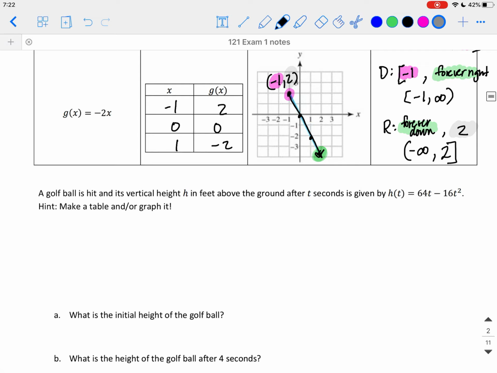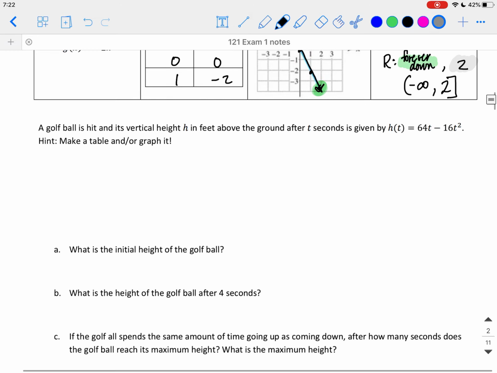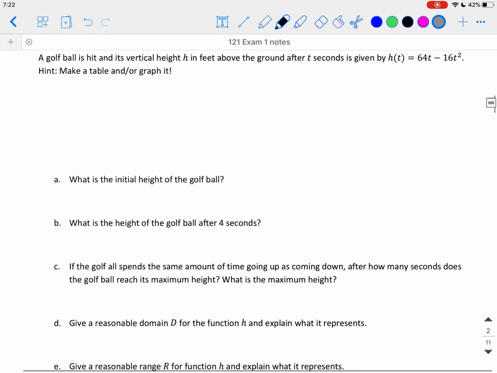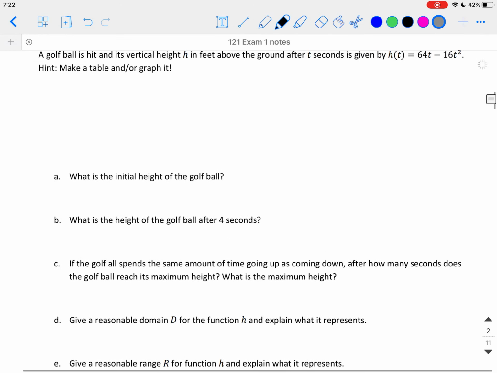Now we have this scenario. It says a golf ball is hit, and its vertical height h in feet above the ground after t seconds is given by h of t equals 64t minus 16t squared. And I put here a hint: make a table and a graph. The problems that we need to address are: what is the initial height of the golf ball?